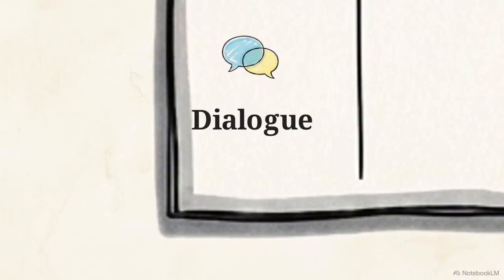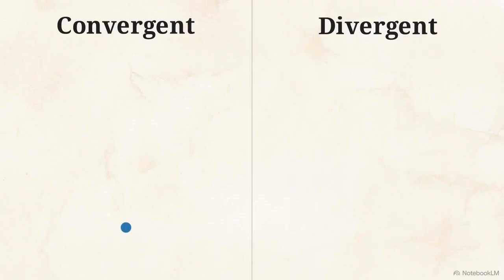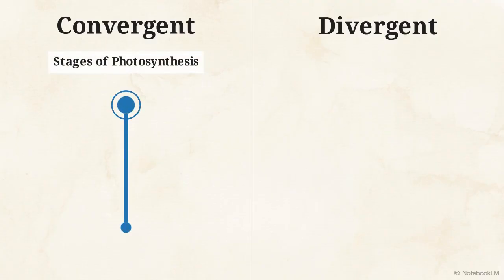Box 3 focuses on classroom dialogue. To keep the room engaged, you need to pre-script specific questions. Convergent questions check for factual understanding and have one correct answer. For instance, what are the 3 stages of photosynthesis?